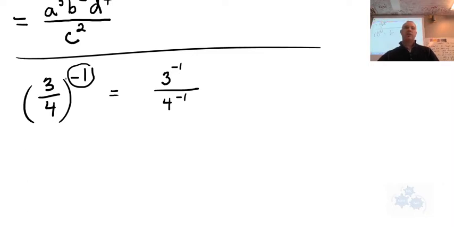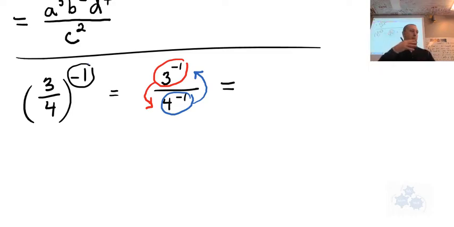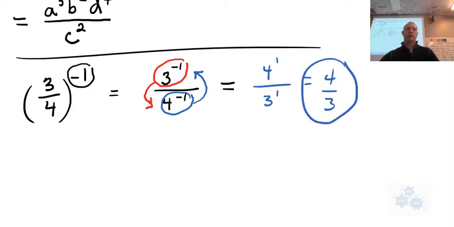Now, if I want to write this with a positive exponent, this 3 to the negative 1 goes from the numerator down to the denominator as a factor. This 4 to the negative 1 goes from the denominator up to the numerator. So really, a negative 1 speaks of a reciprocal. Anything to the negative 1 is the reciprocal. You just flip it. Top and bottom, you flip it. Because this becomes 4 to the positive 1 over 3 to the positive 1, 4 over 3. You see that? So if you have 3 over 4 to the negative 1, that is 4 over 3.